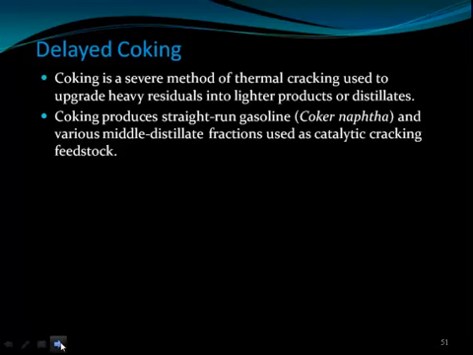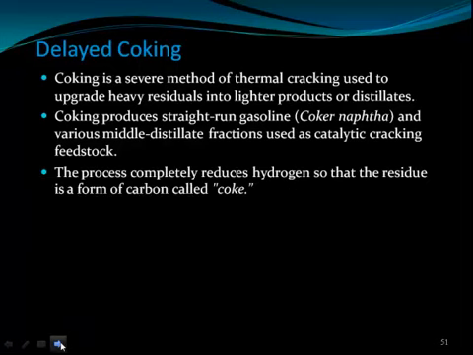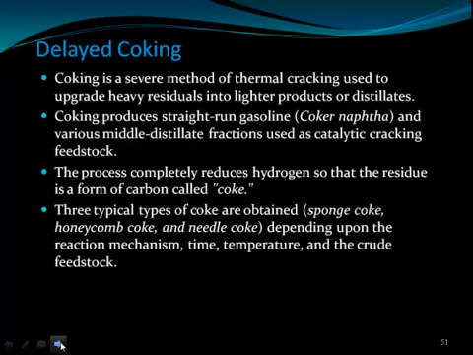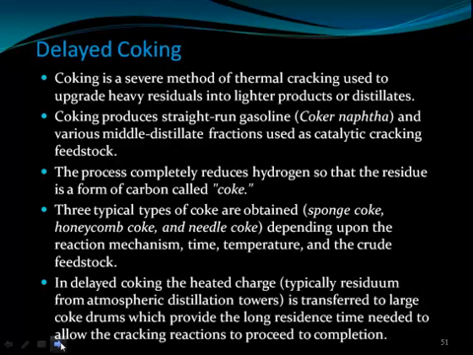Coking is a severe method of thermal cracking used to upgrade heavy residues into lighter distillate products. Coking produces straight run gasoline, called coker naphtha, and various middle distillate fractions used as catalytic cracking feedstock. The process completely reduces hydrogen, so the residue is a form of carbon called coke. Three typical types of coke are obtained, sponge coke, honeycomb coke, and needle coke, depending upon the reaction mechanism, time, temperature, and the crude feedstock.